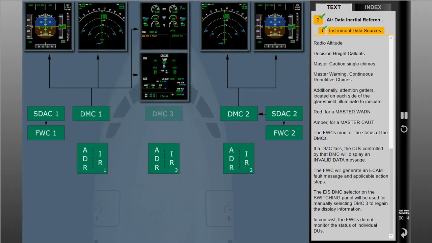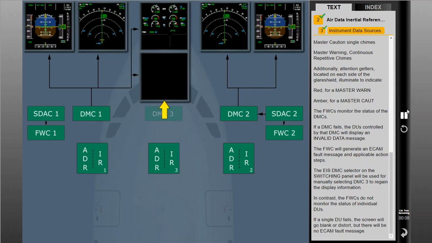In contrast, the FWCs do not monitor the status of individual display units. If a single display unit fails, the screen will go blank or distort, but there will be no ECAM fault message.